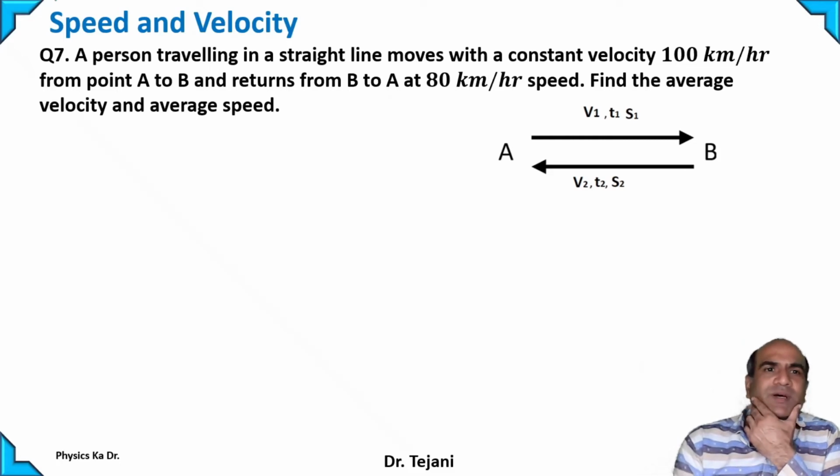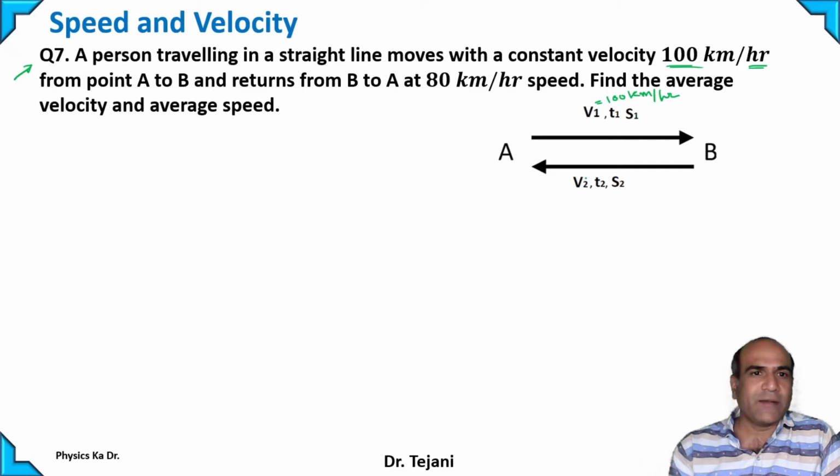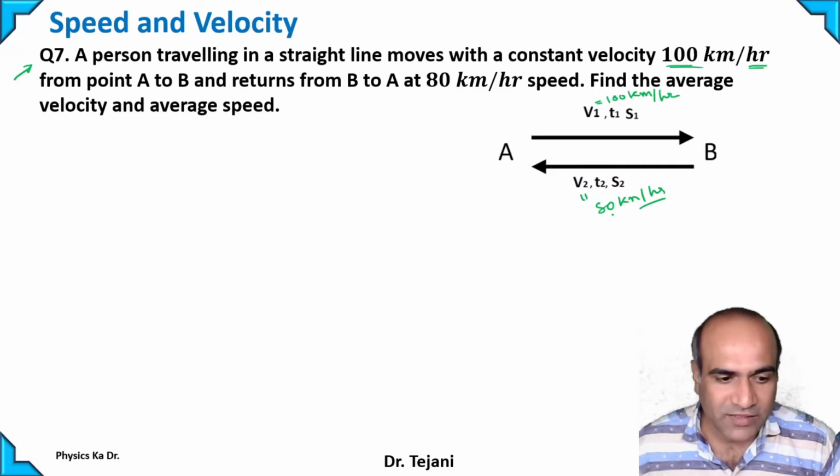Now question number 7. A person traveling in a straight line moves with a constant velocity of 100 km per hour. So v1 is given as 100 km per hour, and he returns at a speed of 80 km per hour. Maybe it is possible that he might have got a challan in between from the traffic police.